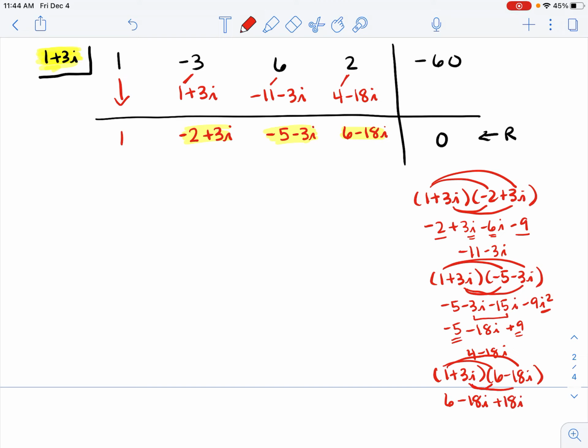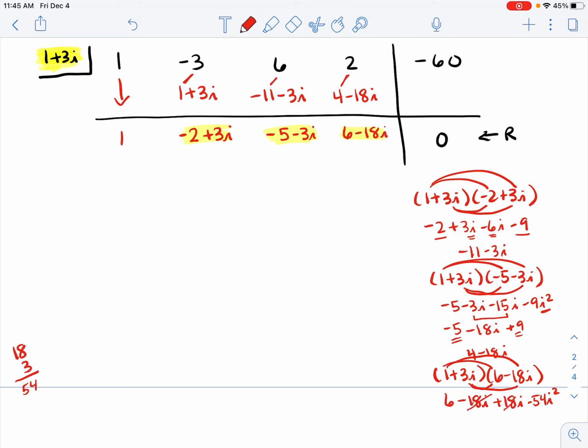And then, you guys, 3i times negative 18. So what's 18 times 3? I have no idea. It's 54, okay? So it's going to be negative 54i squared. Now look, something super interesting happens here.